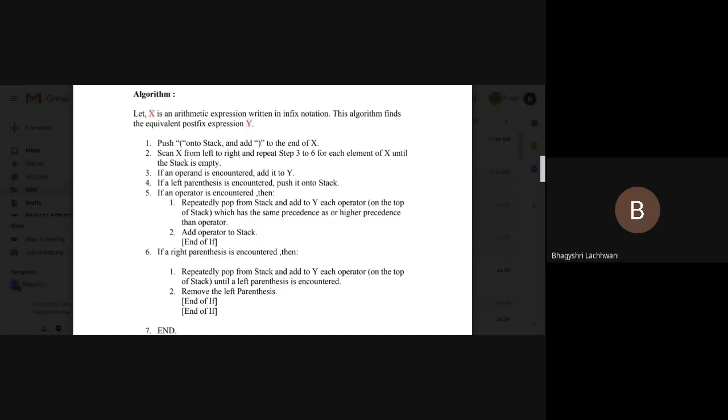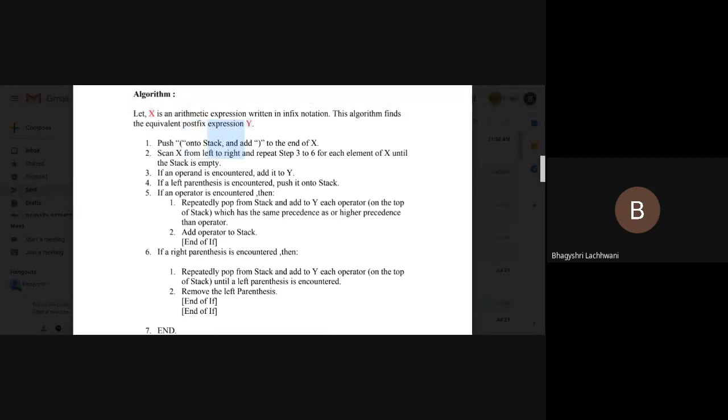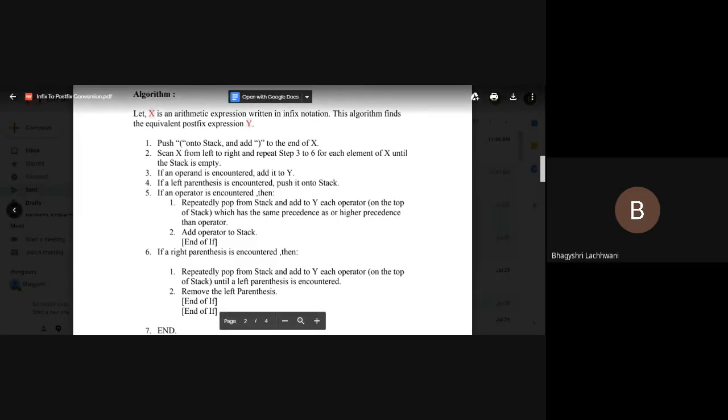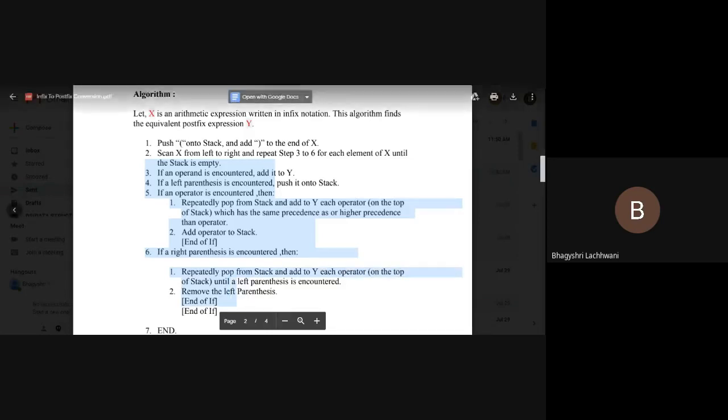Okay, what is step number 2? We have to scan the whole expression from left to right. We will scan the whole x from left to right and repeat steps 3 to 6 until all the elements in the stack have been emptied. That means steps 3 to 6 are the most important steps for our algorithm.